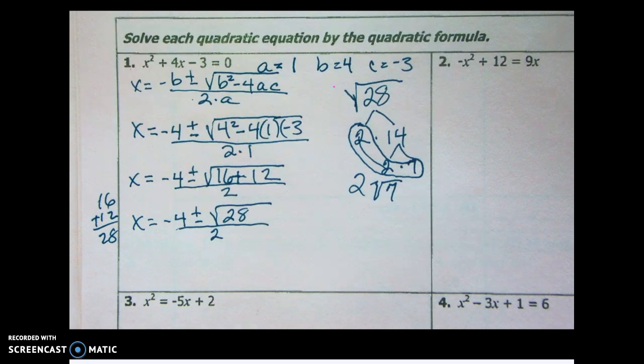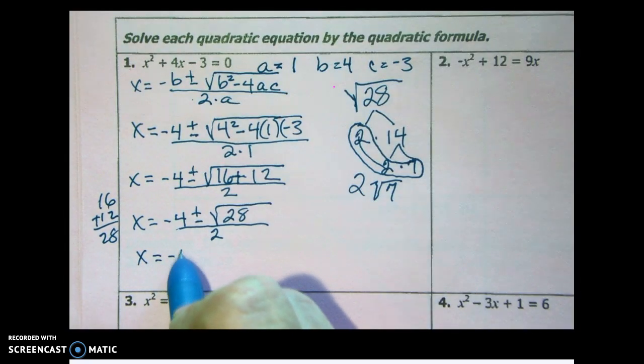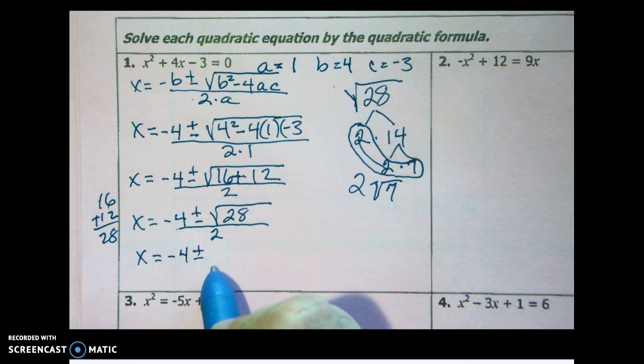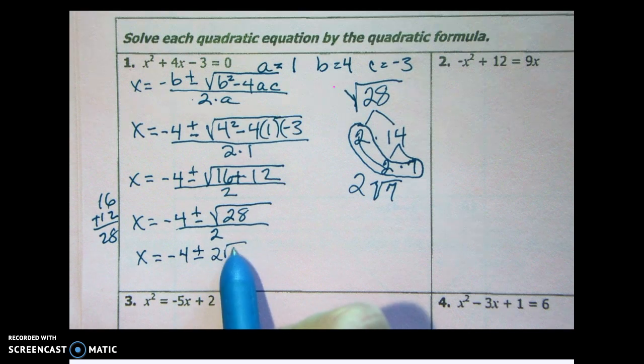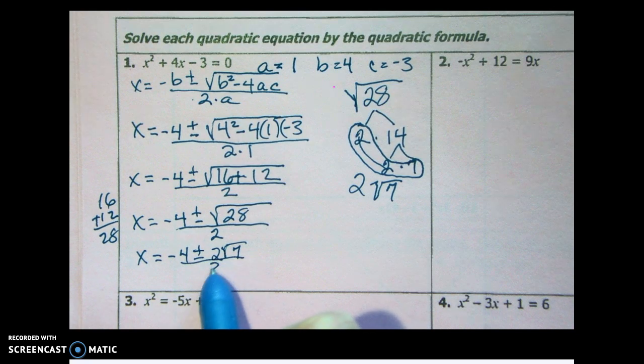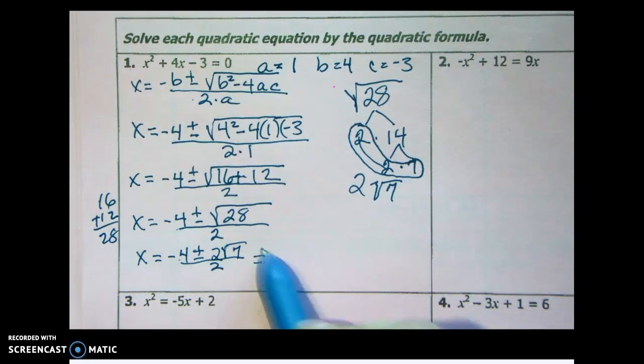Okay, we're not done though. We did that side work, and we put it back here. x equals -4 plus or minus, and now this has been reduced to 2 radical 7, divided by 2. Now I look at those outside fractions. Whatever's here stays. But notice I got a 2 over 2 and a 4 over 2. So those are going to get reduced.